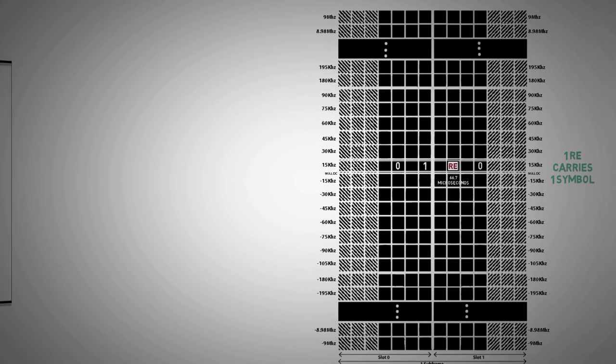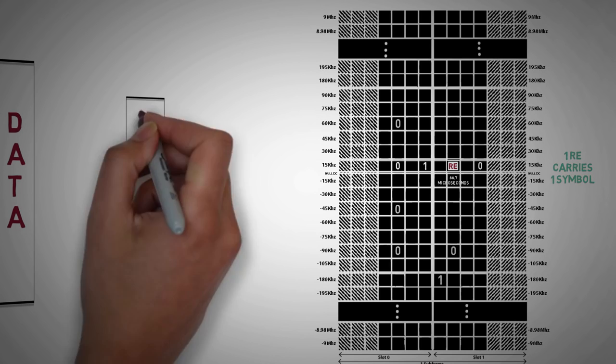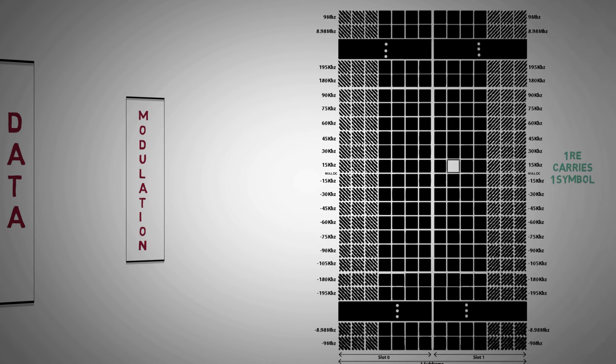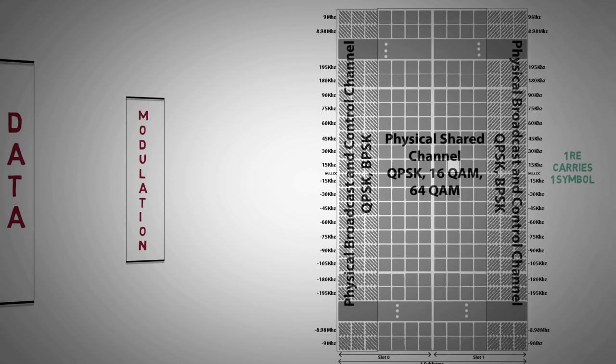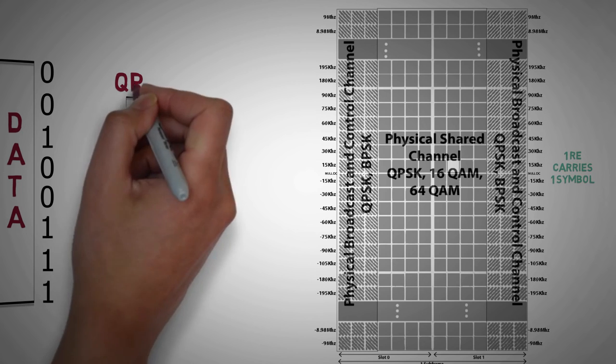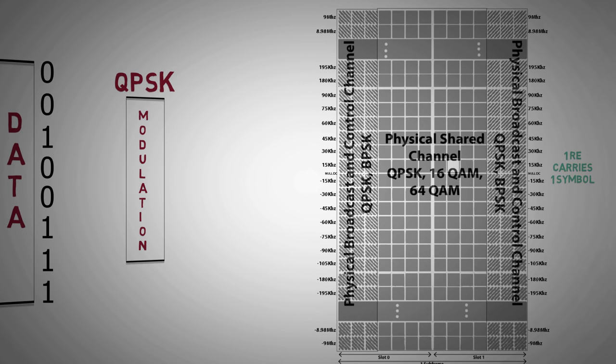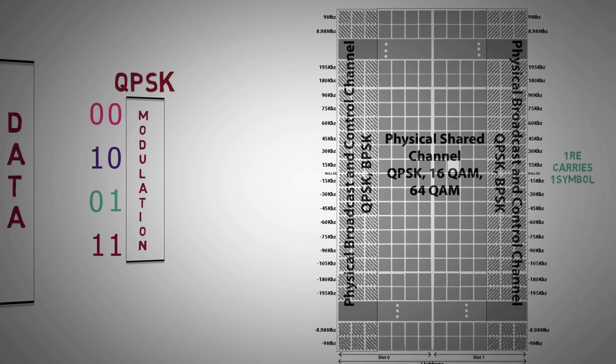Now, in order to transmit data over these resource elements, first data is modulated with a specific modulation scheme. This scheme depends on the physical channels mapped on the resource grid. Suppose we have 8 bits of data to be transmitted using QPSK modulation. The data will be divided into 4 parallel streams of 2 bits. Phase and amplitude assignment is done according to the QPSK constellation.